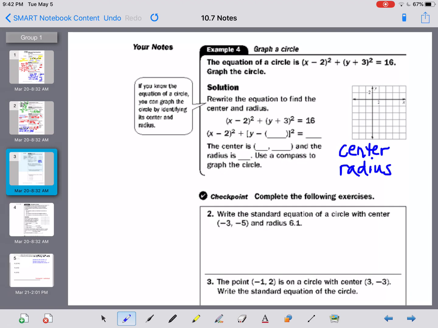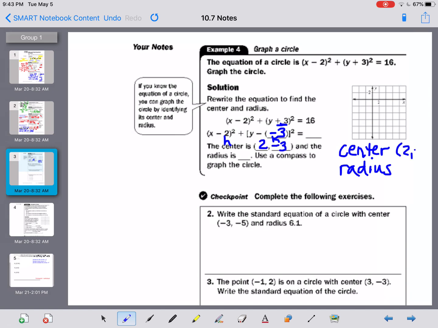All right, so once again, I look at my equation. I have (x - 2)² + (y + 3)² = 16. They split this plus 3 into minus and -3. If you want to think about minus h, minus k, that means my center is opposite those, so 2 and -3. So I have a center of (2, -3).